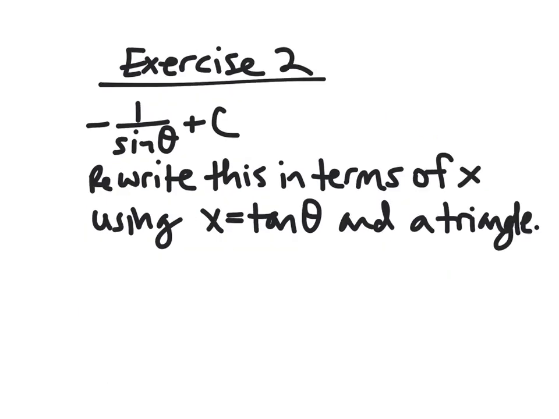And now, for the last step, I want you to do it. So this will be your second exercise. So we got down to negative 1 over sine theta plus c. I want you to use the fact that we know x is tangent theta and a triangle like we did before to rewrite this in terms of the variable x.